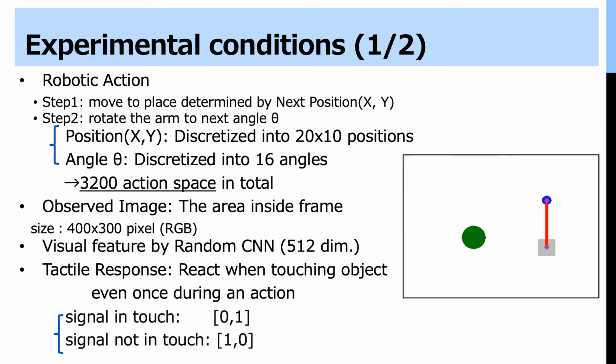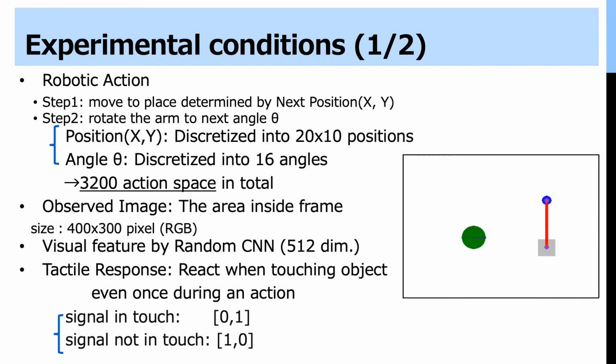Robotic actions consist of step 1 and step 2. Step 1 is the chassis's movement to the next position. After the movement finishes at the position, the agent rotates the arm to the angle theta. The position and angle are discretized, so the action space has 3,200 actions in total.